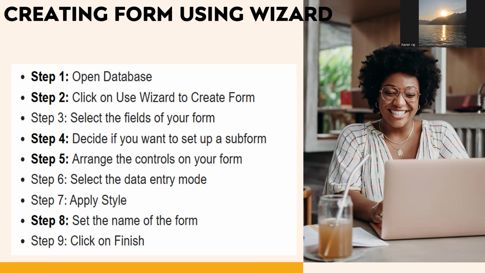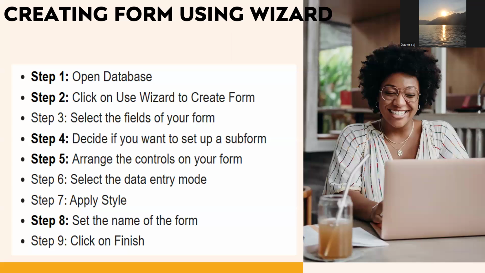Then select the fields, for example, name, class, subject, mark, like that. Select the fields of your form. Then decide if you want to set up a subform or not. If you want to set a subform, you can click that checkbox. Otherwise, no need to check that. Then arrange the controls on your form, choose which way you want to arrange the layout. Then select the data entry mode, apply style, and set the name of the form.